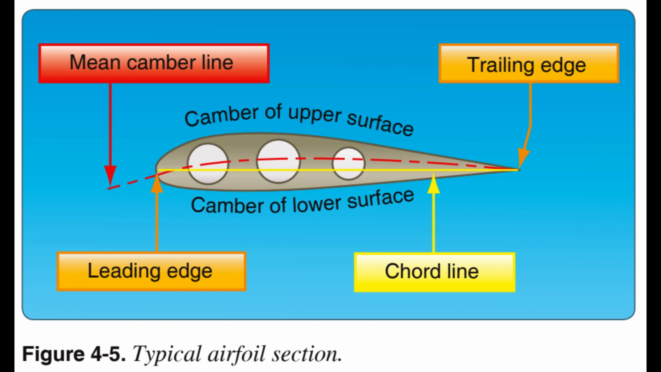The distance from this chord line to the upper and lower surfaces of the wing denotes the magnitude of the upper and lower camber at any point. Another reference line, drawn from the leading edge to the trailing edge, is the mean camber line.